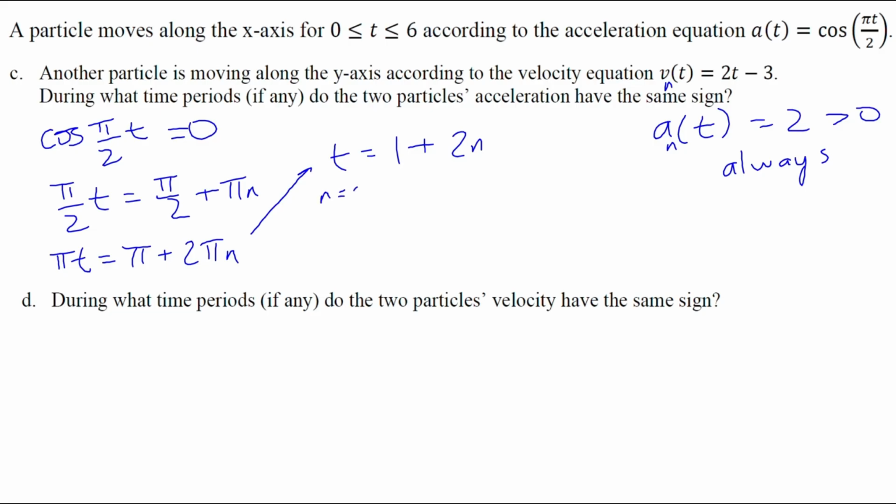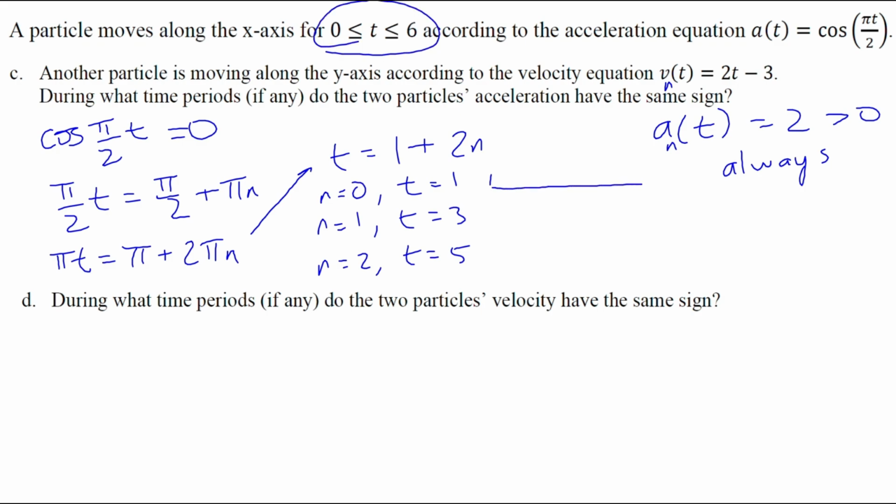So if n is 0, that'd be 1. And if n is 1, then that'd be 3. And if n is 2, then that'd be 5. But if n is 3, then we're at 7, which is outside of our interval. So the sign chart we need to make just needs to include 0 and 6 as our endpoints, and then 1, 3, and 5 in the middle to see whether the function is positive or negative on each of these intervals.